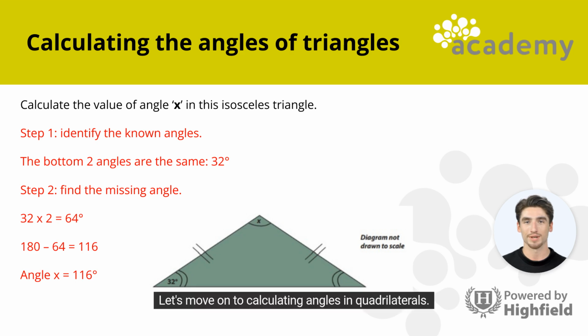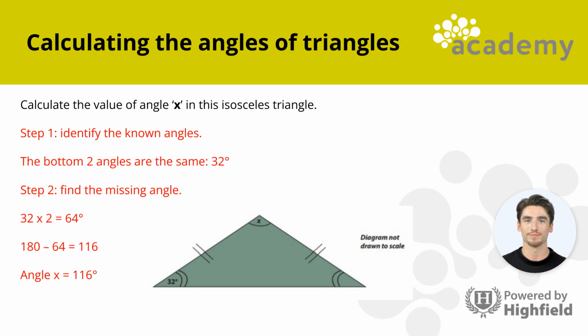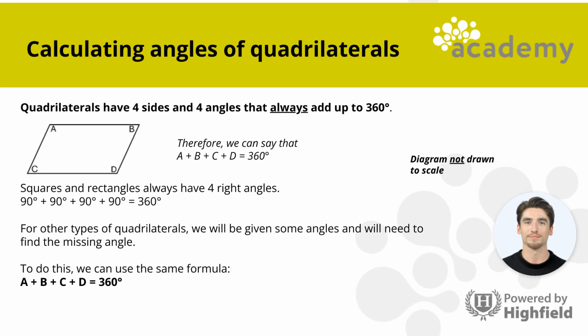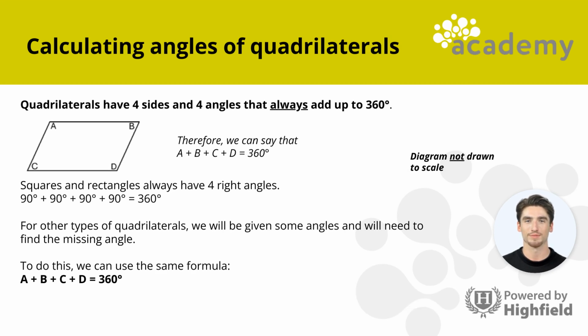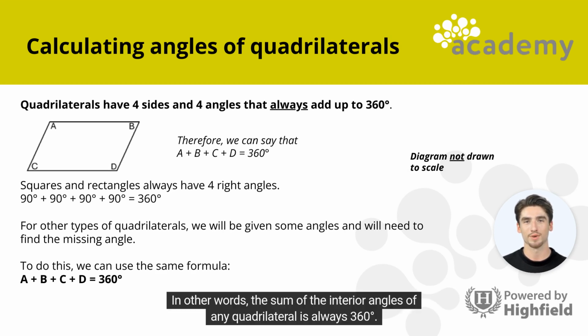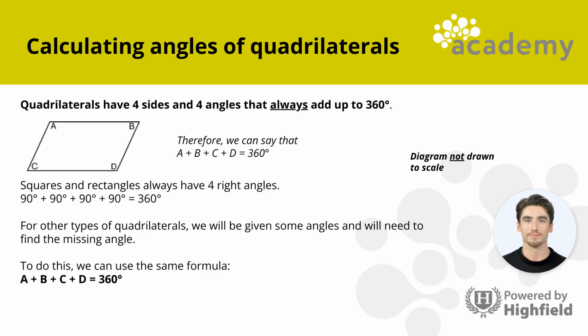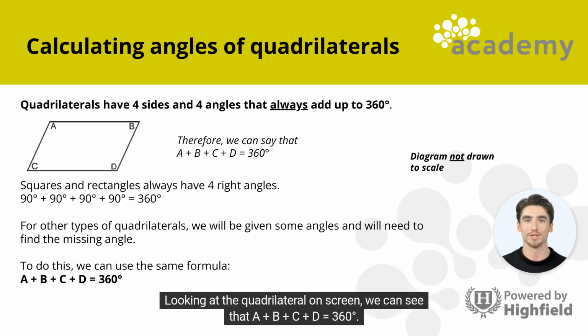Let's move on to calculating angles in quadrilaterals. Quadrilaterals have 4 sides and 4 angles that always add up to 360 degrees. In other words, the sum of the interior angles of any quadrilateral is always 360 degrees. Looking at the quadrilateral on screen, we can see that A plus B plus C plus D equals 360 degrees.